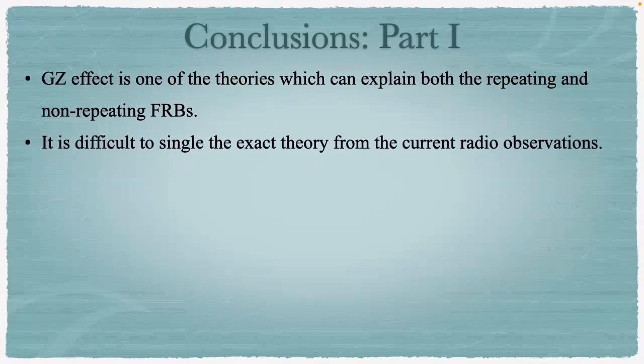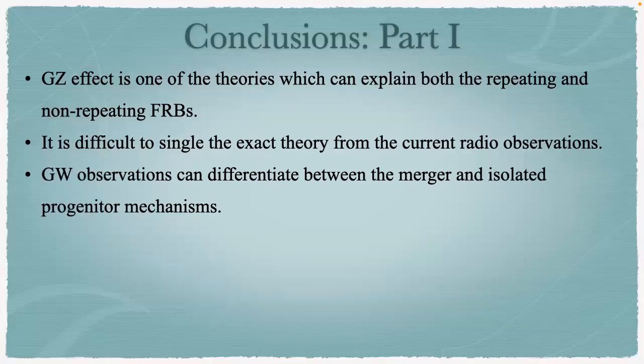And of course, it's difficult to single out the exact theory from the current radio observation, and GW observations can differentiate between the merger and the isolated object. For example, as I showed, if the merger finally becomes a black hole, and that FRB has already happened, even if we put our gravitational detector in that direction, we will not detect any more gravitational waves.